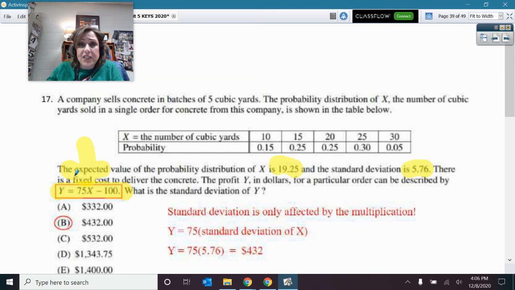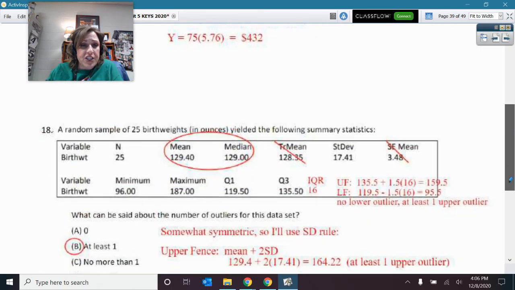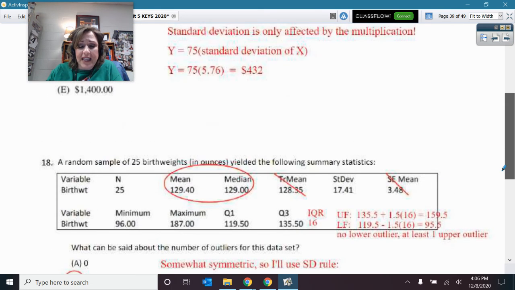Plug it in, but do not subtract the 100. Multiply it by 75, but do not subtract the 100 because spread is not affected by shifting 100. All right, so that leaves you with 432. And then here's our last one here.